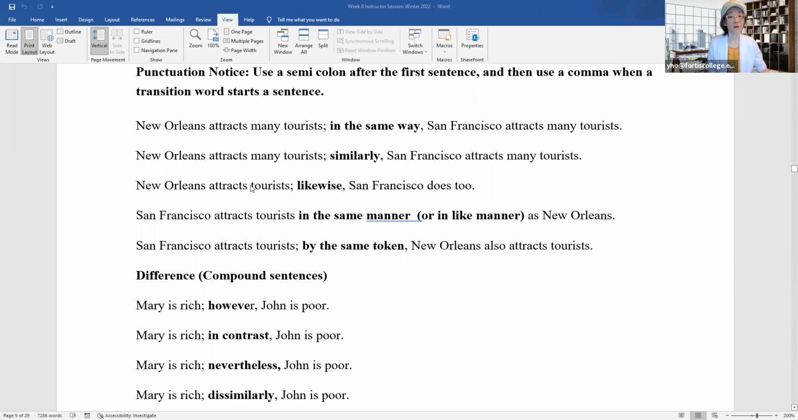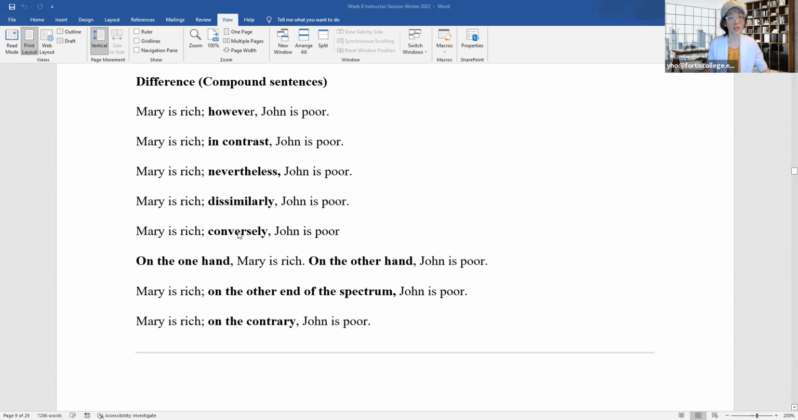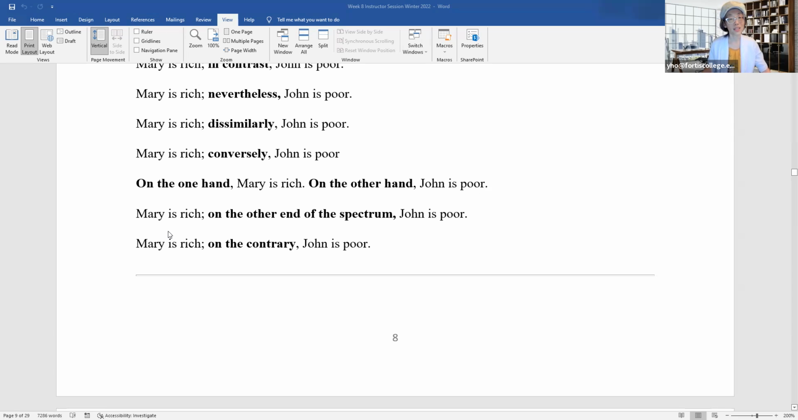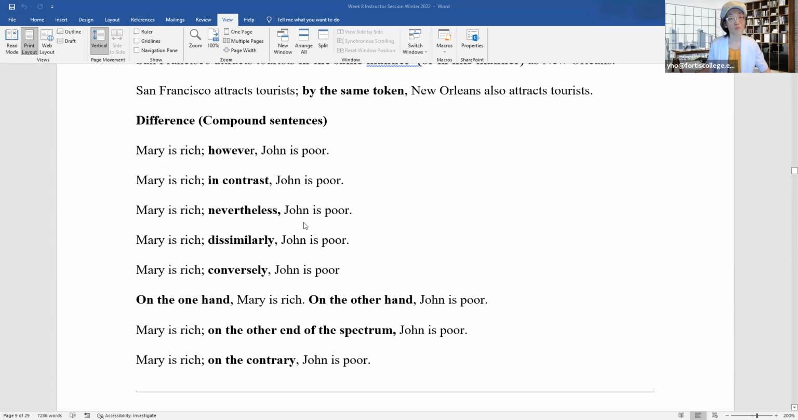And so all of these are different ways of saying similarity. Something is the same as something else in a compound sentence. Here you have difference, but in a compound sentence. So I already went over however, in contrast, nevertheless, dissimilarly, conversely, on the other hand, on one hand, on the other hand. You have to use these together, okay? On the one hand, on the other hand. Here you have to say, Mary is rich. This you use just like you would use but. That's the beauty of it. All of these are different ways of saying but. So instead of saying but all the time, you have more variety.